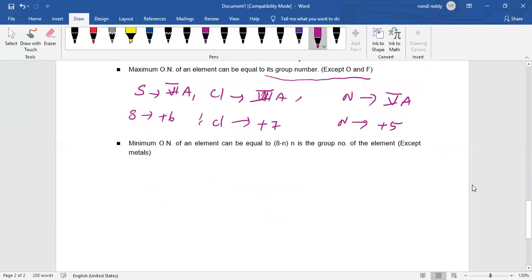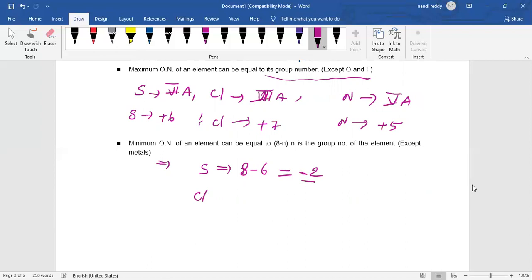Next, the minimum oxidation number of an element is equal to 8 minus n, where n is the group number. For example, sulfur is in group 6A. So with the formula 8 minus n, 8 minus 6, we get 2. The minimum oxidation number is 2, but it may be minus, because the element gains electrons, so you get a negative charge. They are gaining electrons, so it is going to be -2.